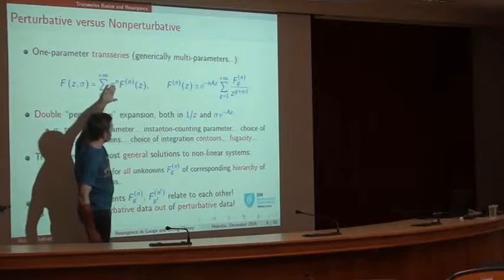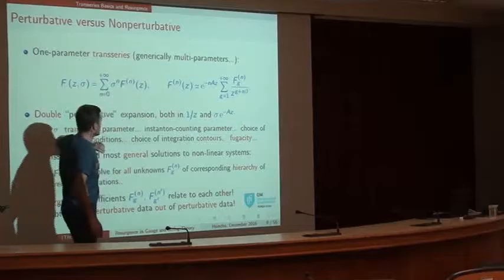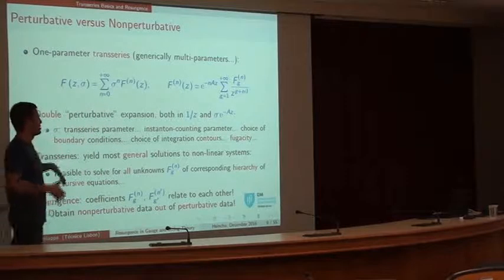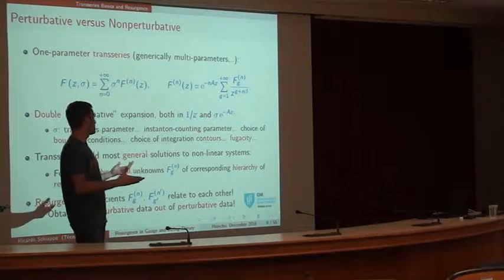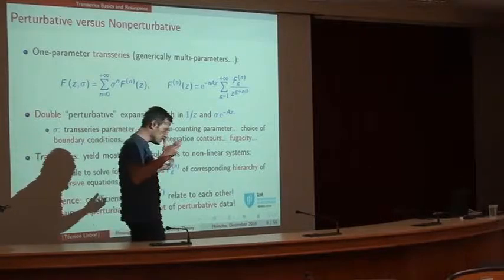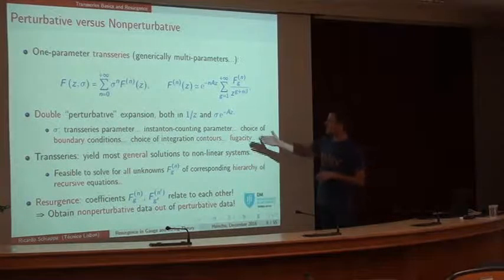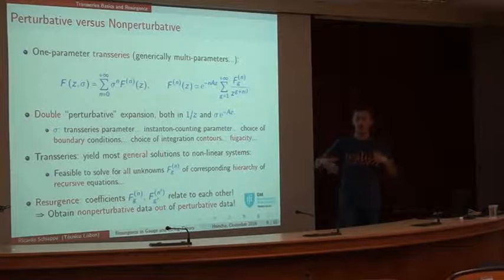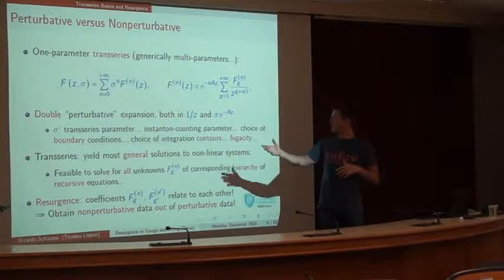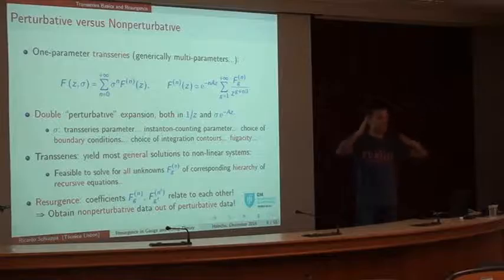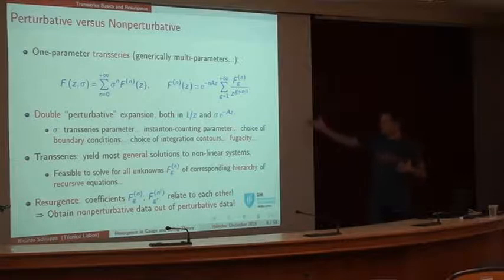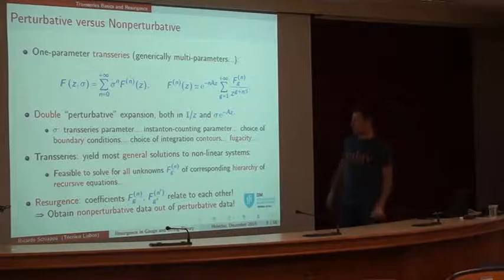Sigma, this parameter that appears here, is the trans-series parameter. It's essentially counting instanton numbers. But when I'm using this sort of construction to solve a differential equation, it parameterizes boundary conditions. If I'm trying to solve for an integral, it parameterizes contours of integration, and so on. You can think of it in many different ways.